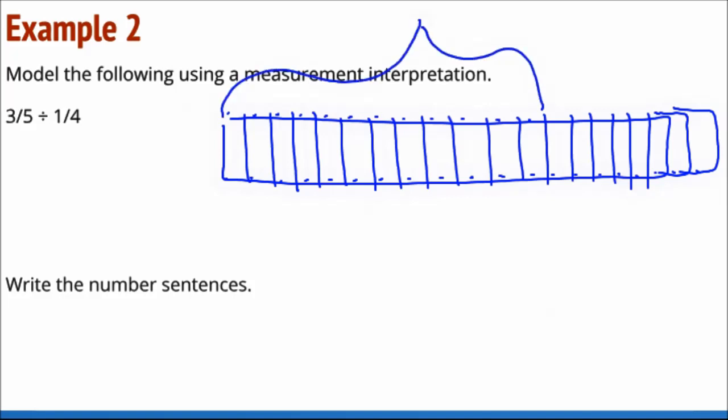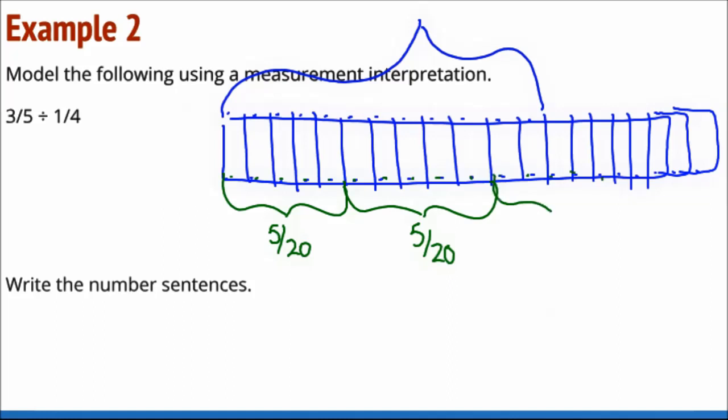And I'm counting groups of 5/20ths. 1, 2, 3, 4, 5. 1, 2, 3, 4, 5. 1, 2, 3, 4, 5. So I've got 2 and 2/5. And I can see that on my model.